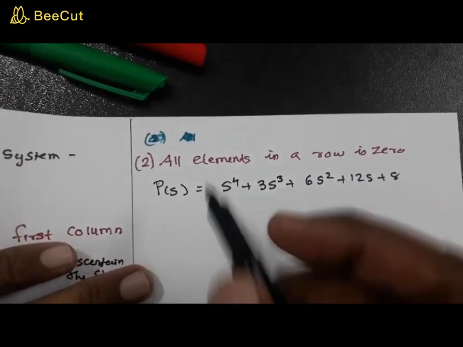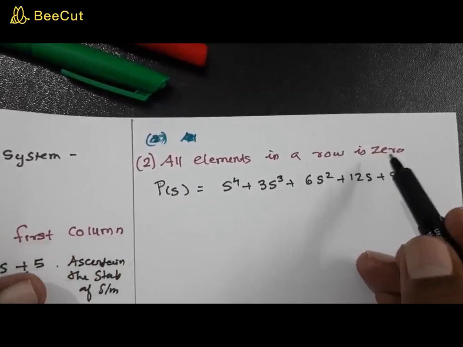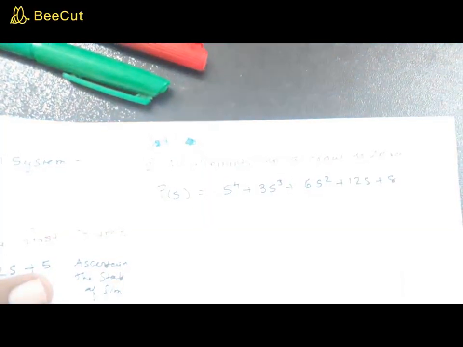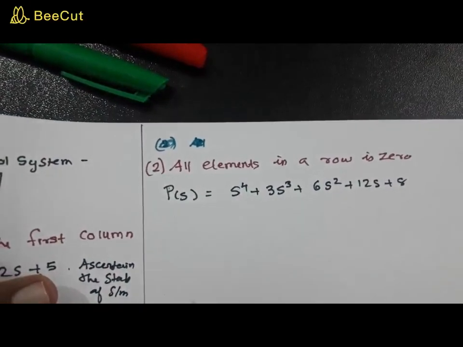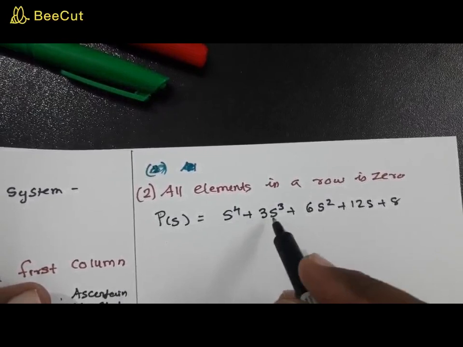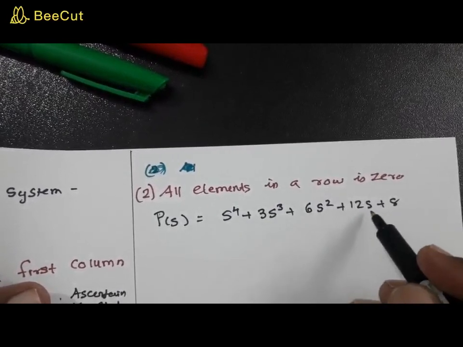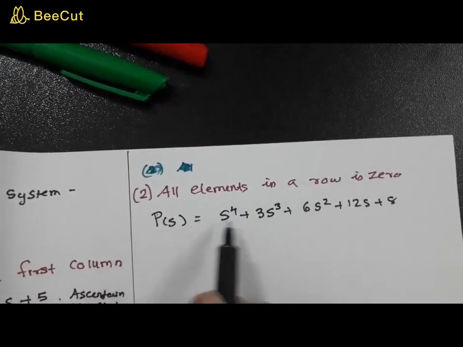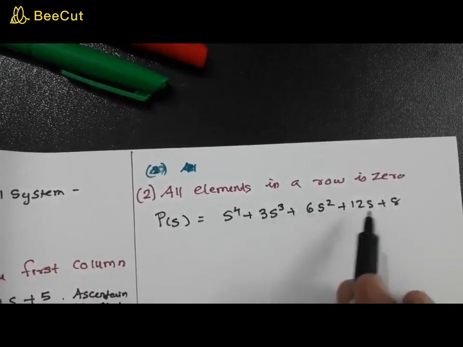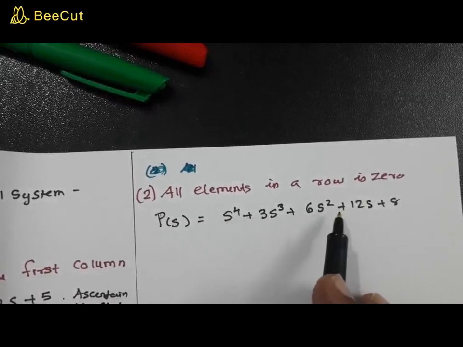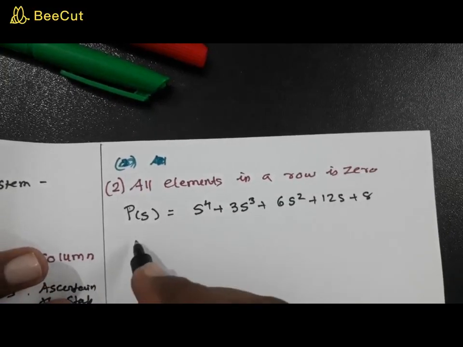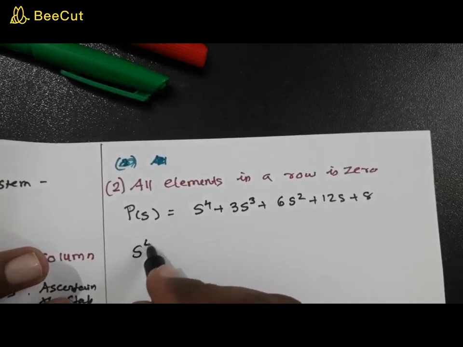Now case 2, where all elements in a row are 0. In that case, again you consider the characteristic polynomial P of S, which is s raised to 4 plus 3s cubed plus 6s squared plus 12s plus 8. Again, the preliminary test is satisfied: no negative coefficients and no missing terms. But you cannot come to a conclusion here, so you need to find out the rows.